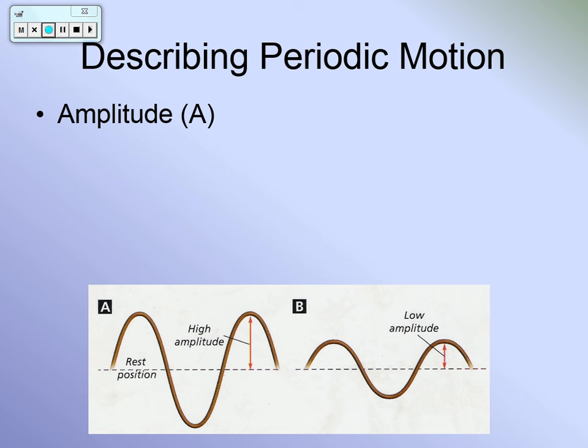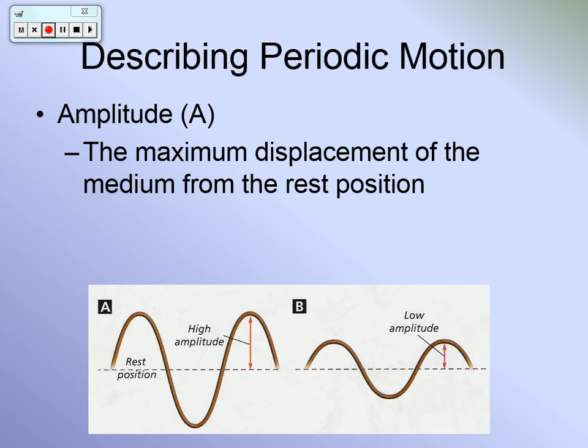So amplitude is telling us a distance, but not the distance from wave to wave, but how far does each wave actually go. So the maximum displacement of the medium from the rest position. The rest position being like where it starts before a wave comes back.